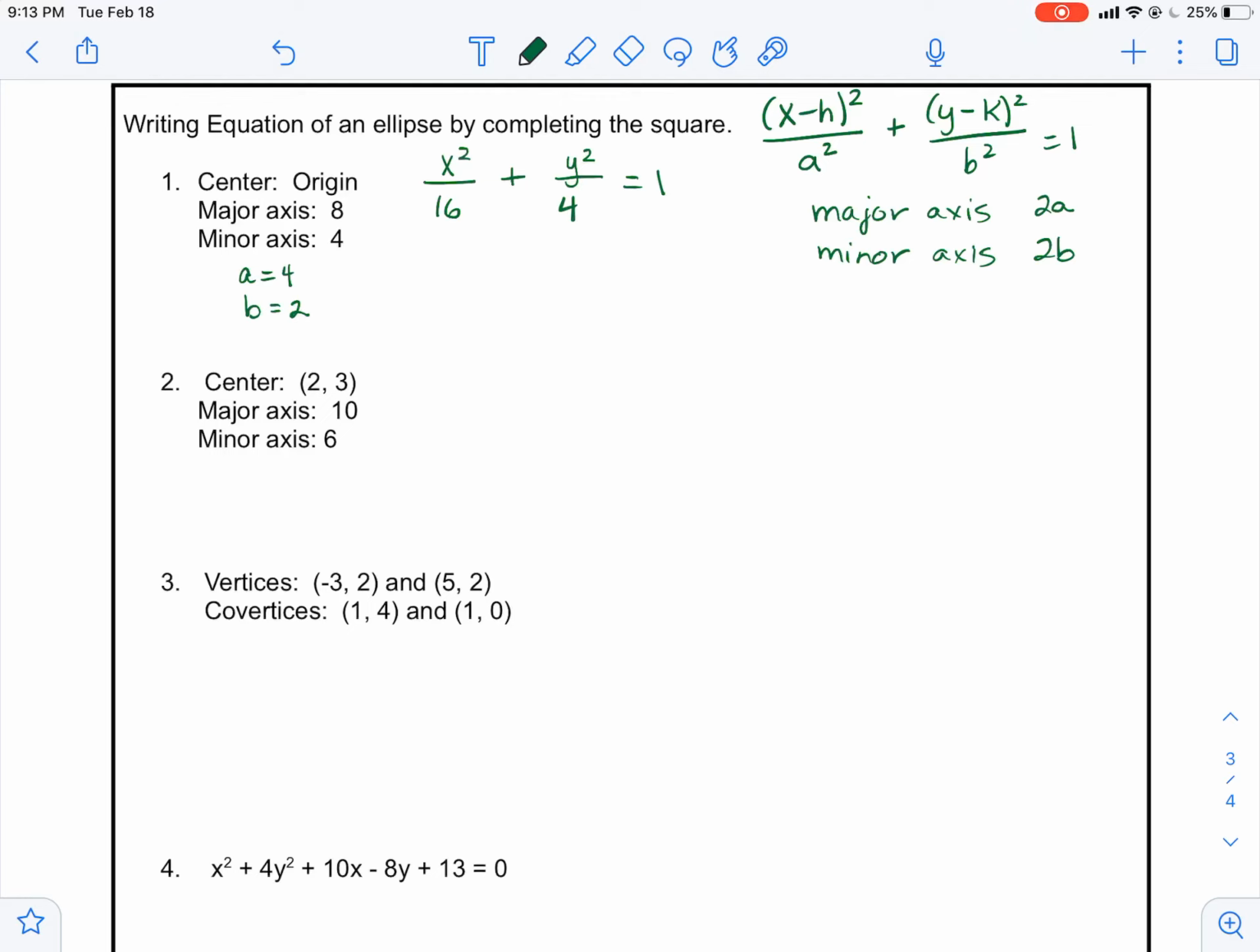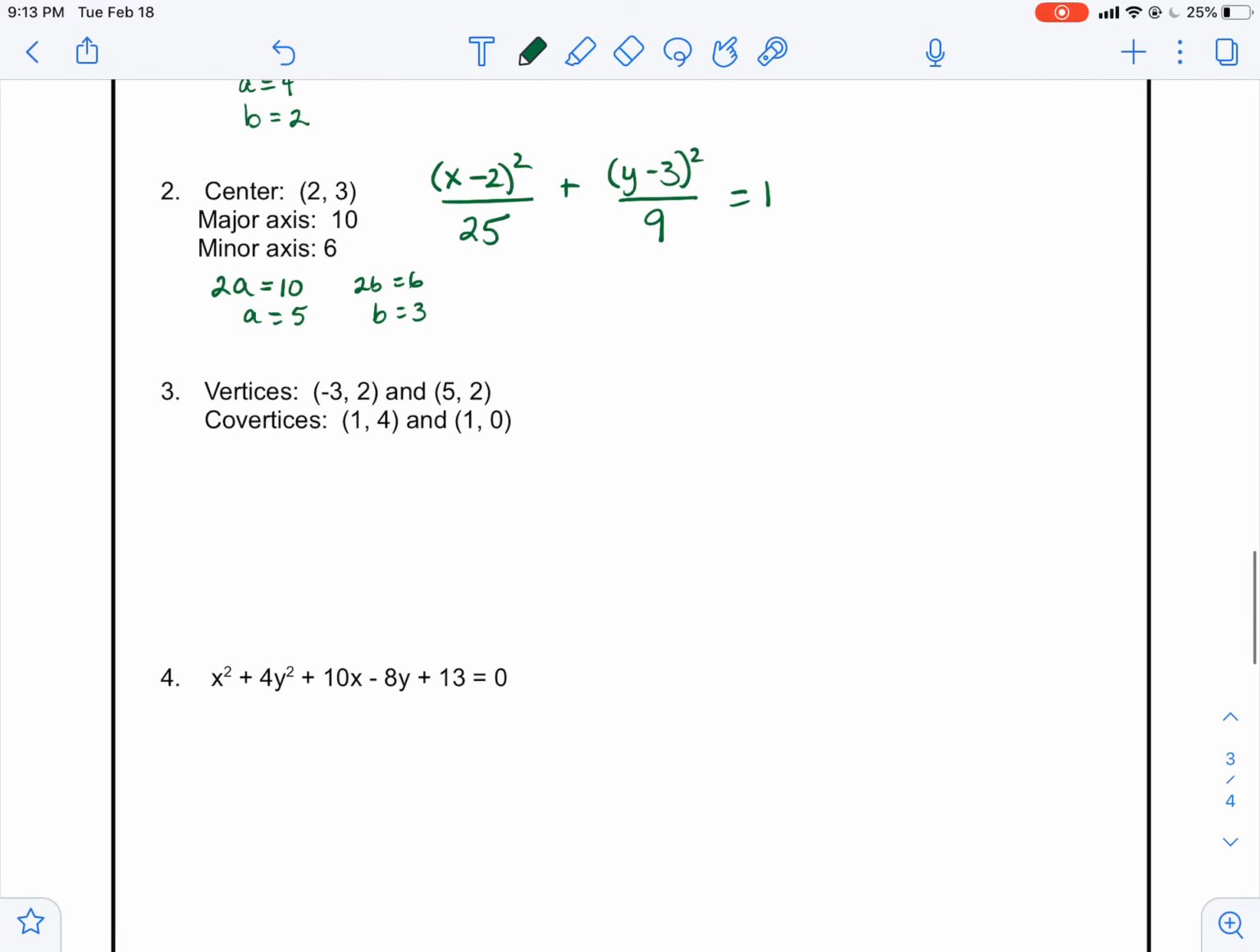So when I go to do my next one, the center is at 2, 3. So I'm going to first go ahead and get my center in. Now again, remember your major axis is 2 times a. And so a in this case is 5, and then 5 squared is 25. And then we have 2 times b is 6. That's going to make b be 3, and b squared is 9. Okay, very easy to write your equations.